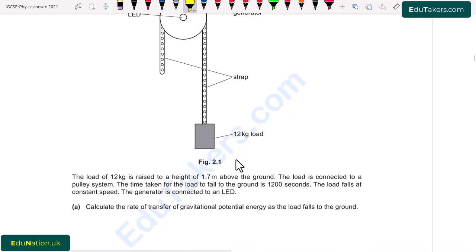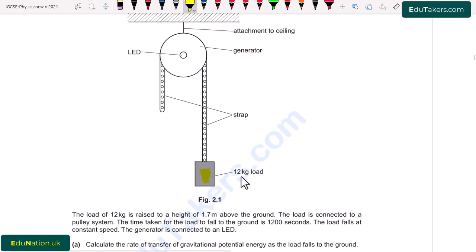So here is Figure 2.1, and there is a load of 12 kg and there are two straps on the left and right hand side, and there is also the LED, that is light emitting diode. The load of 12 kg is raised to a height of 1.7 meters above the ground. The load is connected to a pulley system.